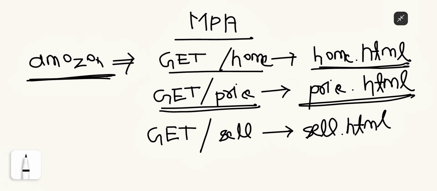And similarly, when we click sell, the browser again sends a GET request to the /sell endpoint, and the server is again responding back with a completely new HTML file, sell.html. So this is what a multiple page application is. Every time we get a new page, a new HTML file, but a single page application only loads a single HTML file only once. So let's go to the next topic.